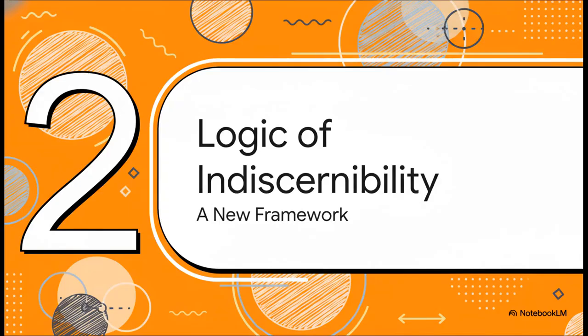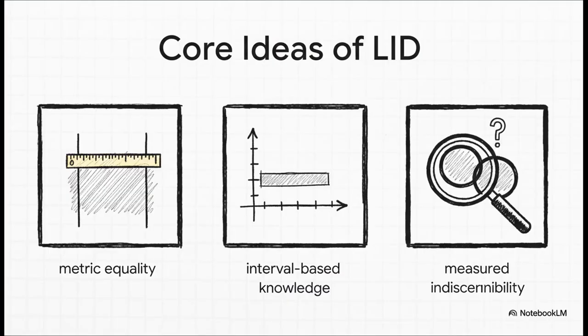So, if our world is fundamentally fuzzy and based on these intervals of measurement, how in the world can we build a system of logic that actually works with that? Well, some very smart people have developed a new framework to do exactly that. It's called the Logic of Indiscernibilities, or LID for short. Now, the core ideas behind LID are actually pretty intuitive when you think about it.